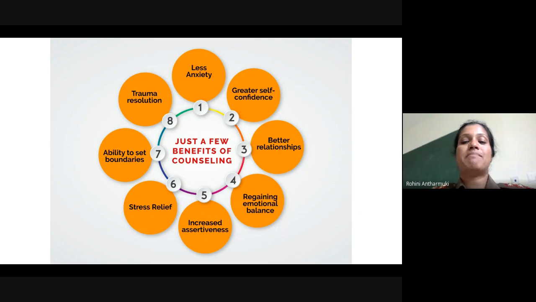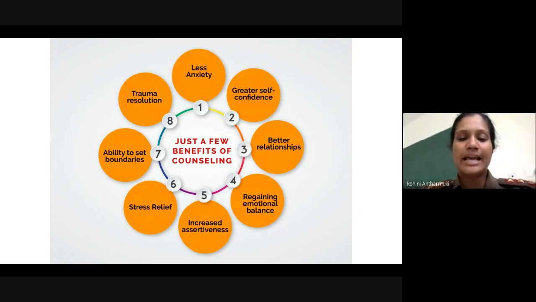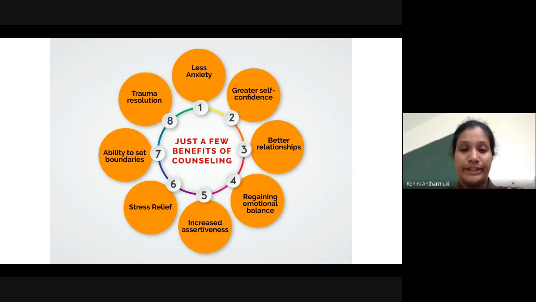Regaining emotional balance, as in how do we react to a situation? If there is a problem, how do we see it? That is what is important, and that is a benefit of counseling. Increase assertiveness, as in how much I take something positively. What are the positive points which I have for any situation given to me? Do I see every problem as a problem, or do I have an approach to solve it?